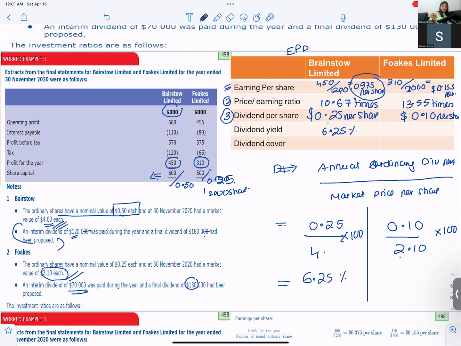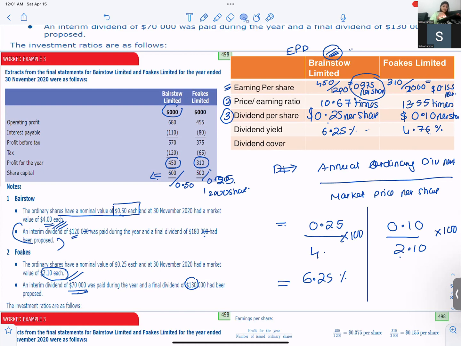6.25%. And for Folks, it is 0.10 divided by 2.10 into 100. It is 4.76%. So that means the dividend of Bear Stock is giving a better yield, or the investment of Bear Stock is giving a better yield when compared to Folks.